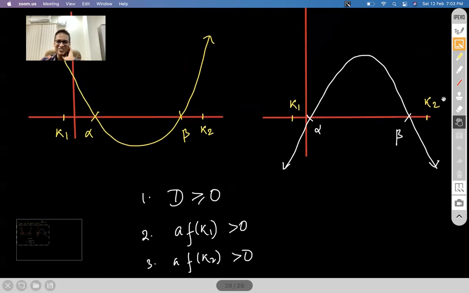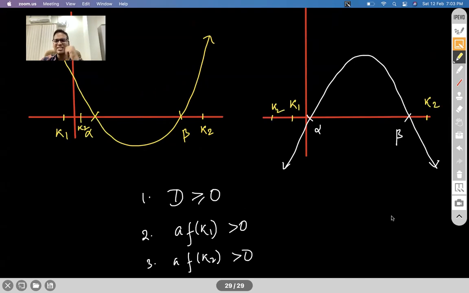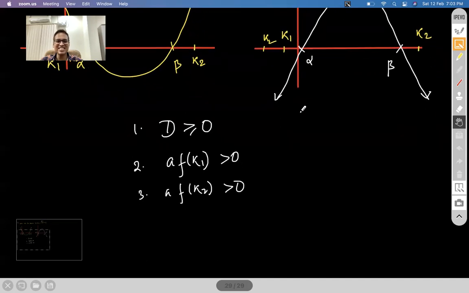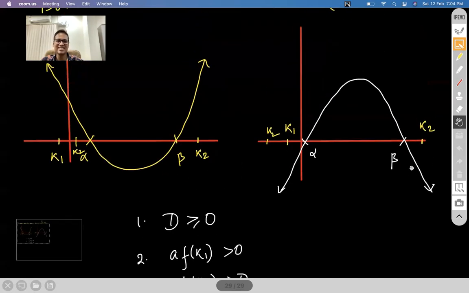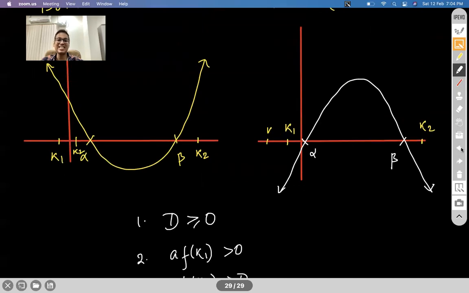Okay. Harshita, just to respond to your answer, even if K1, K2 was like this, the same three conditions would be satisfied. So how are you ensuring that K1, K2 are on the opposite side? The roots are between those two. These three are not sufficient. They are necessary.